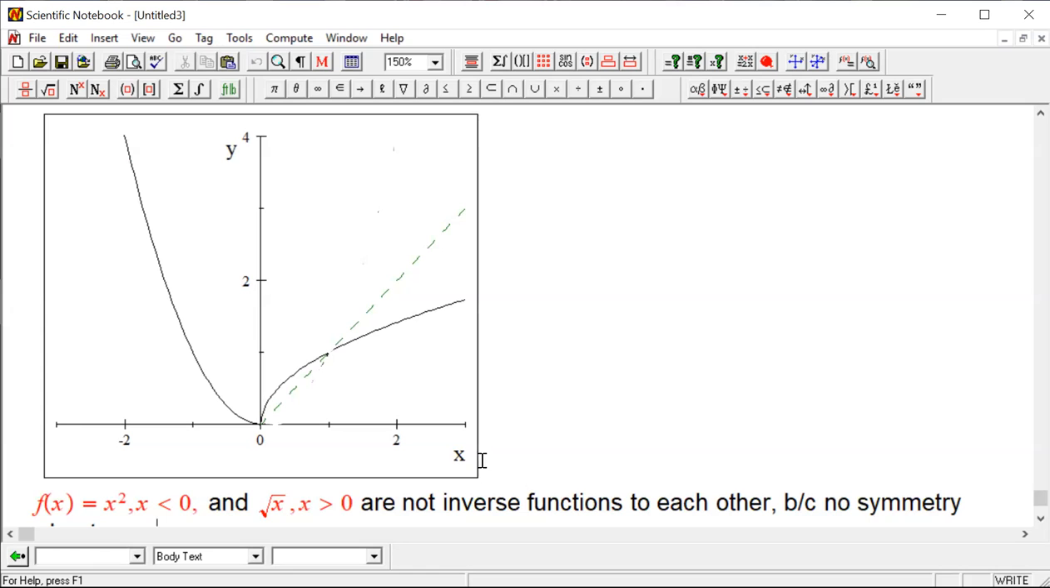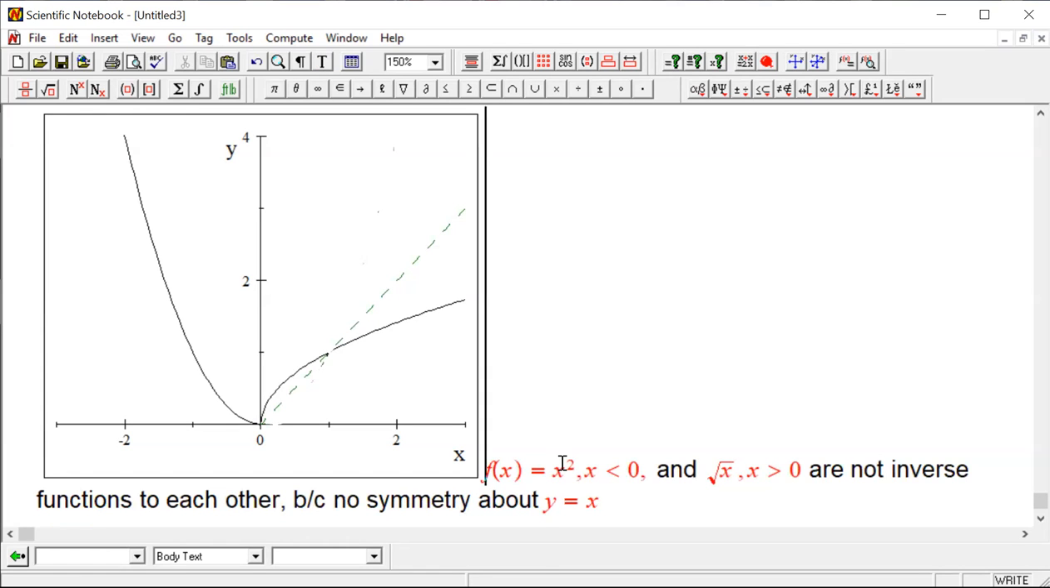So now we can see them all. There's no symmetry. Therefore, as we said, any one-to-one function and its inverse must be symmetrical about y equals x, that broken green line. We've been using this forever, since the beginning, so we will be consistent with it. Therefore, they're not inverse to each other.